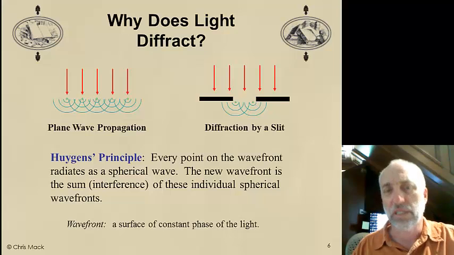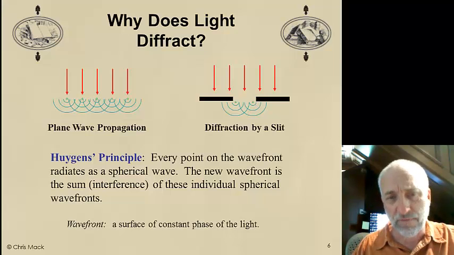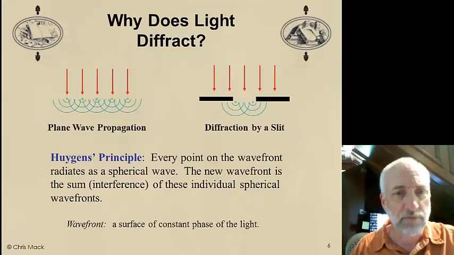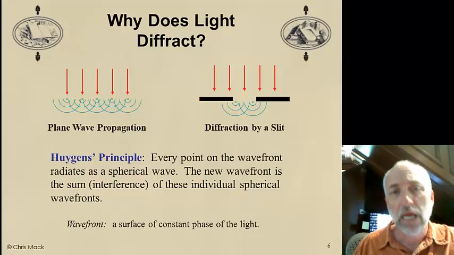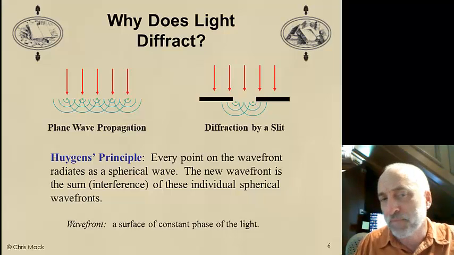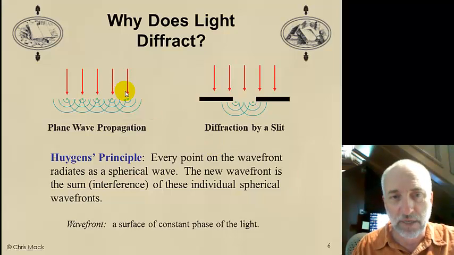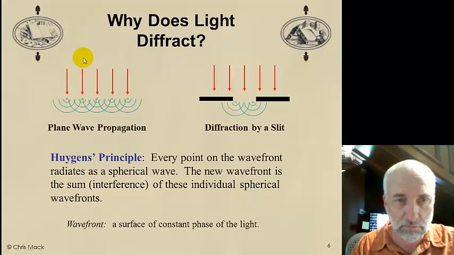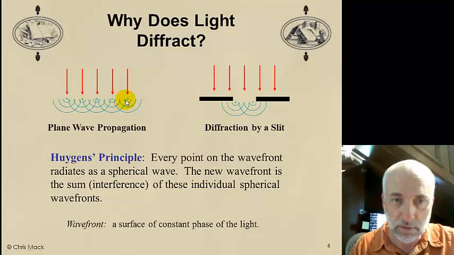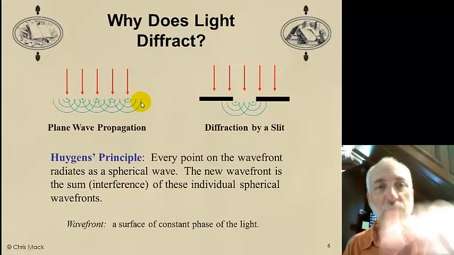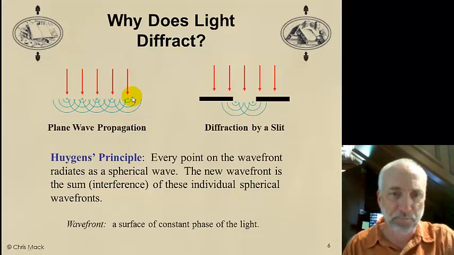Huygens' principle is this. If I think of a wavefront, which is a surface of constant phase of the light, at an instant in time, I can take that wavefront and break it up into individual points of light. So consider light traveling straight down in what we call a plane wave. It's a plane wave because the surface of constant phase of the light, the surface where everything on the light is identical, is a plane. So I have this plane of light and it's just propagating straight down.